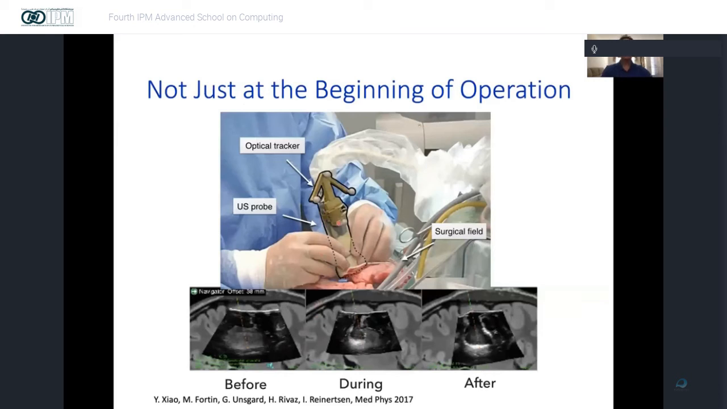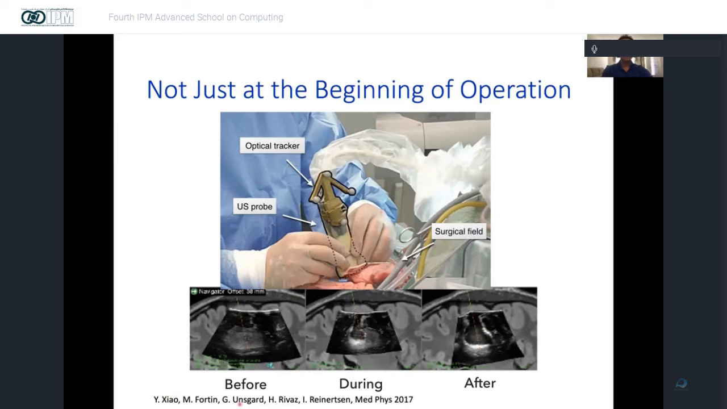The ultrasound probe is tracked in the OR, and several scans of the brain are collected before neurosurgery, during resection, where some part of the tumor is resected, and after resection. They do this to make sure that they have removed all of the tumor and there is no residual tumor.